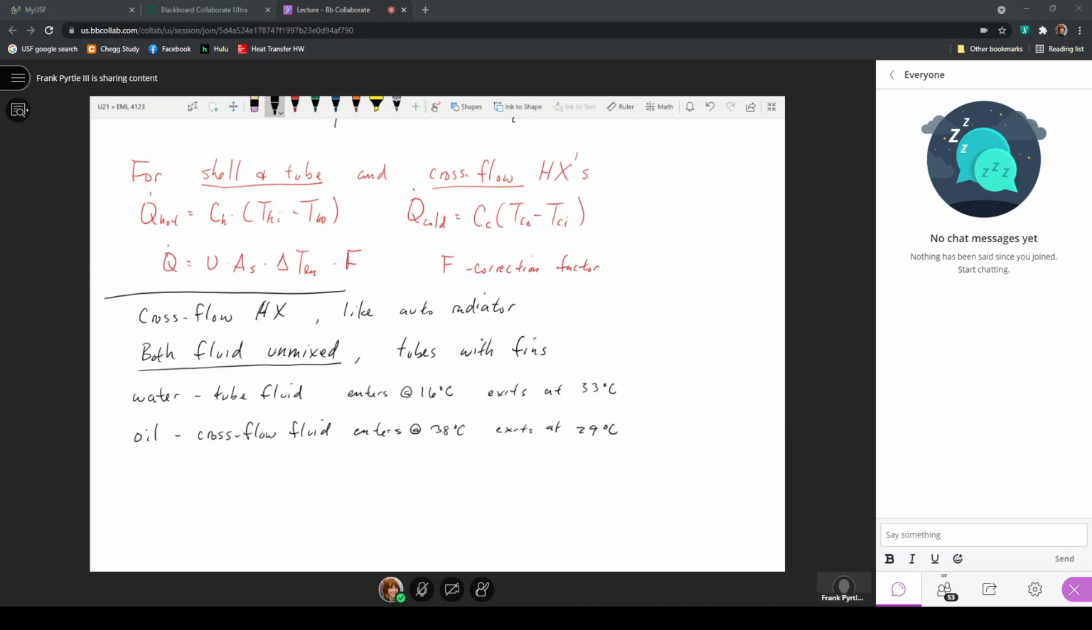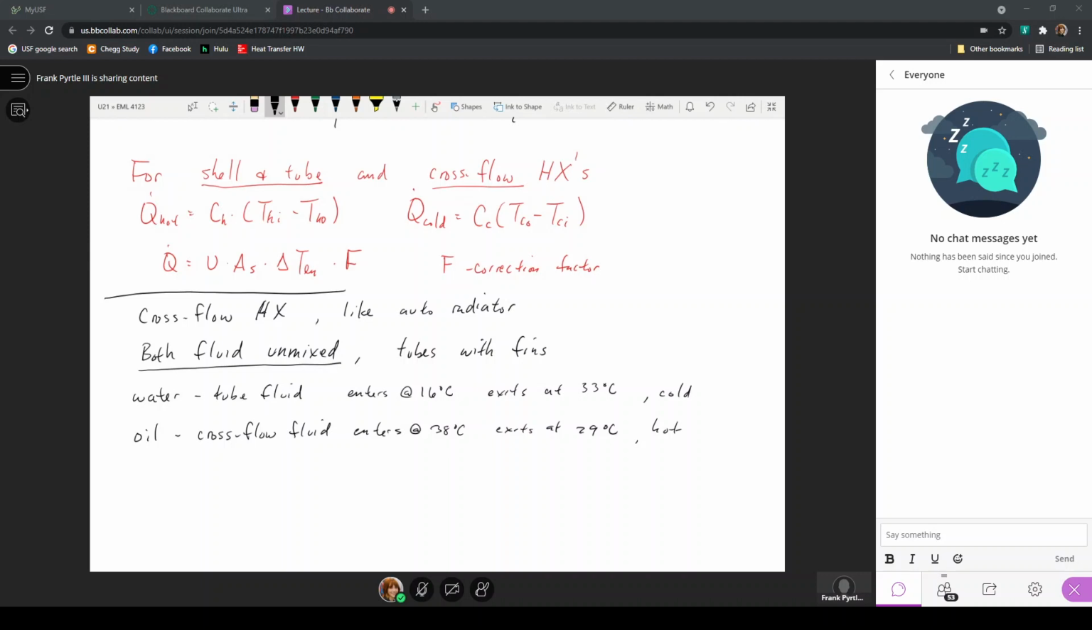So here, we can tell which one is the hot fluid and which is the cold fluid. The one that is decreasing in temperature is the hot fluid. So the oil, here, this is the hot fluid, and this one is the cold fluid. The cold fluid is entering and exiting at a lower temperature. So we can tell immediately which is the hot and cold.